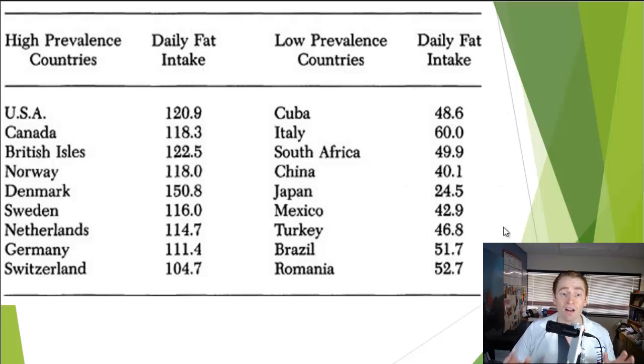Now again, there are other confounders here. For instance, in Japan and China, people of Asian descent seem to have a lower risk of MS even if they live in countries like the United States, so part of this could be genetic, but overall the trend is very clear.